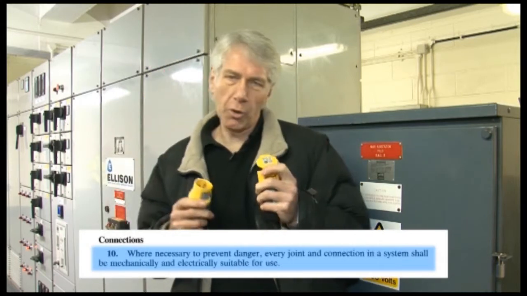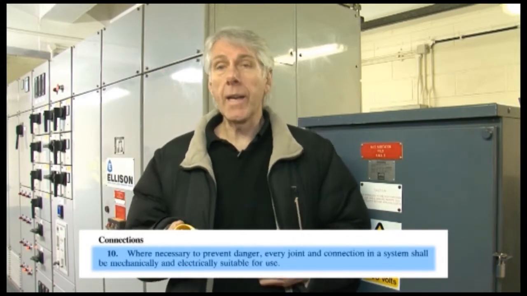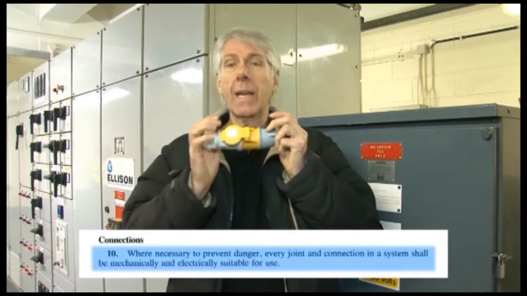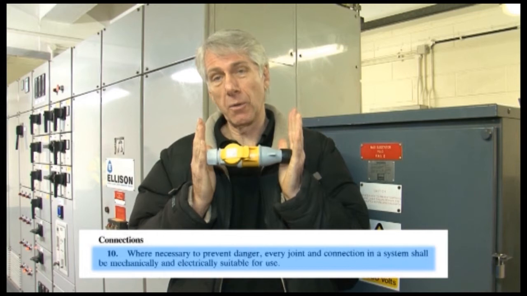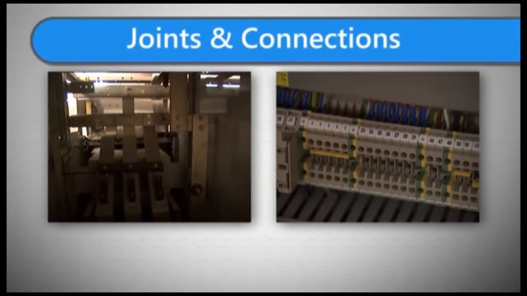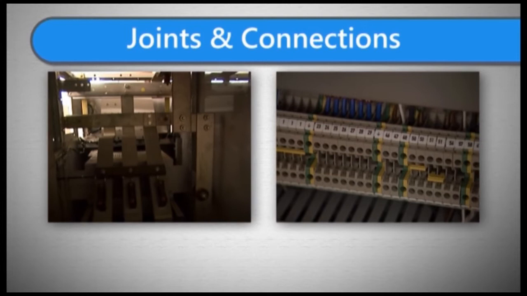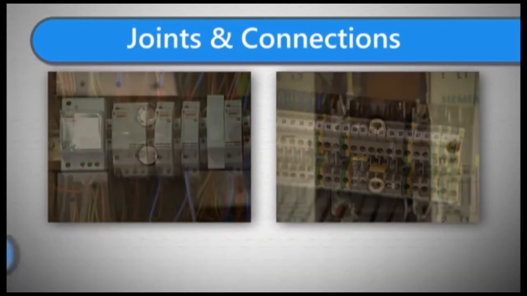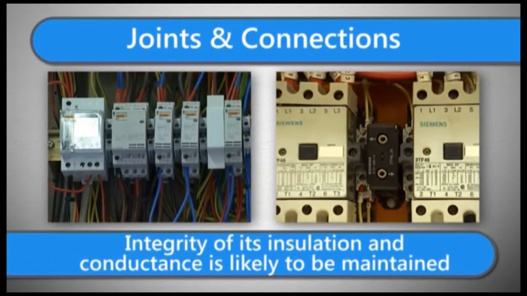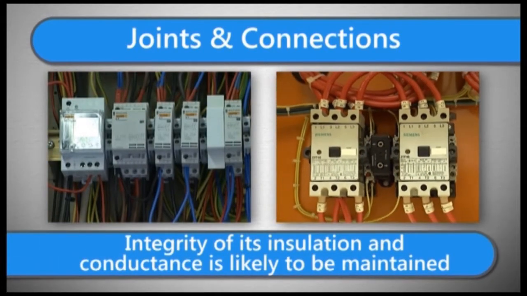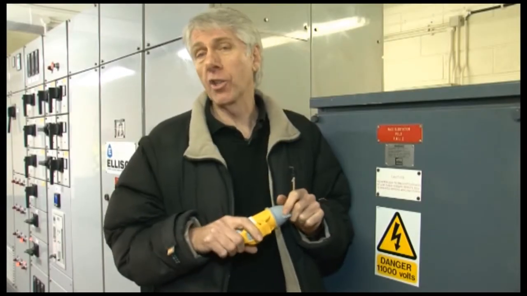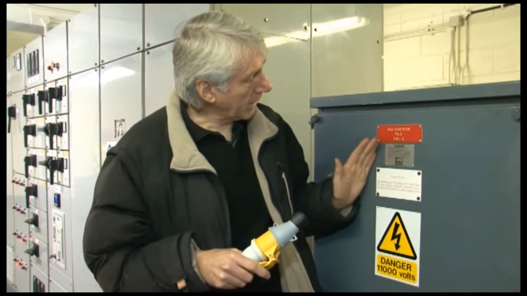Regulation 10 is one of the shortest regulations, simply stating that where necessary to prevent danger, every joint and connection in a system must be mechanically and electrically suitable for use. So in practice, every joint or connection must be constructed so that it has the same strength as the conductors it's joining. As a result, the integrity of its insulation and its conductance is likely to be maintained under both normal and fault conditions. The regulation applies to all joints, from the biggest bus bar connection to the humblest plug and socket.